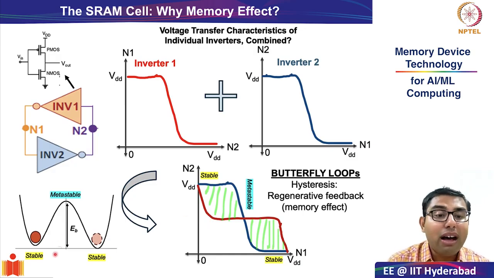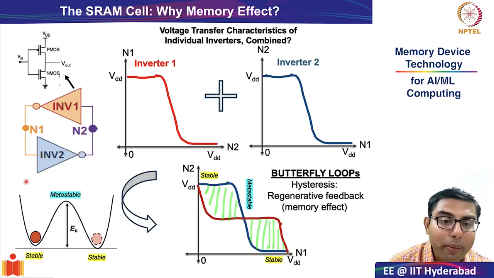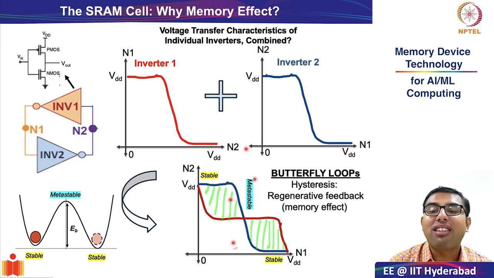Remember, in our physical picture of the double W-shaped potential barrier, there were two stable states, the stable state 0 and stable state 1. This corresponds to the two ends of the hysteresis loop. You see, you have a stable state 0 where the storage node 1 is 0 and the storage node 2 is 1. The other stable state is where the storage node 1 is 1 and the storage node 2 is 0, and the metastable state is in this transition region.